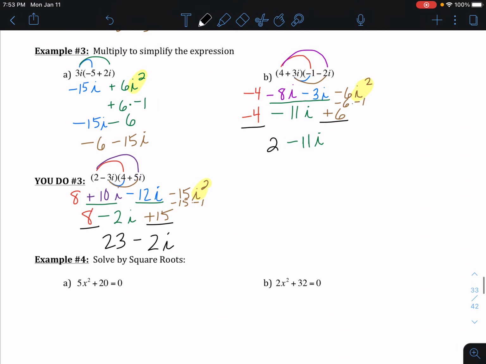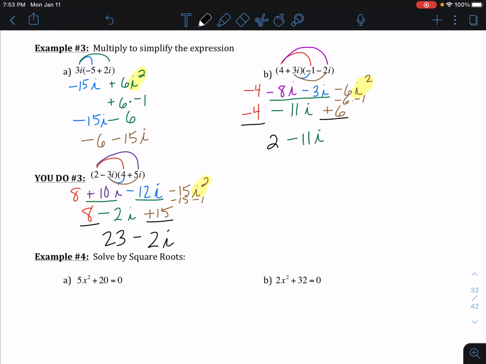Okay, so that section in example 3 was multiplying complex numbers. We distributed in A, and then we FOILed in B and the U-do. If you need more examples, please make sure to check into YouTube and type in multiply complex numbers.